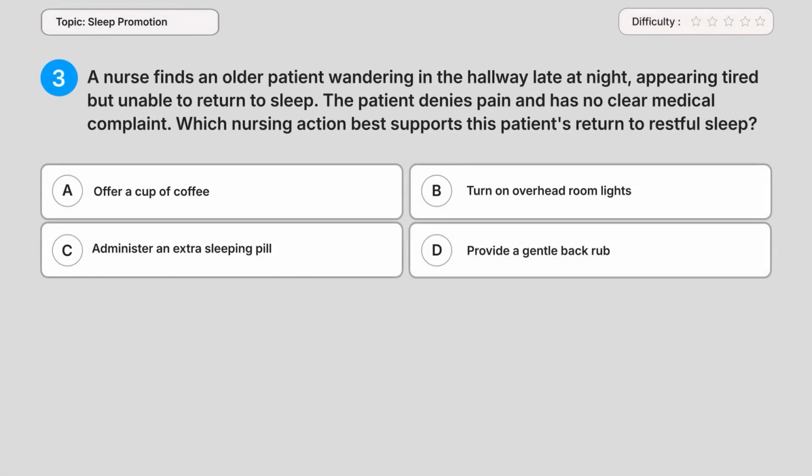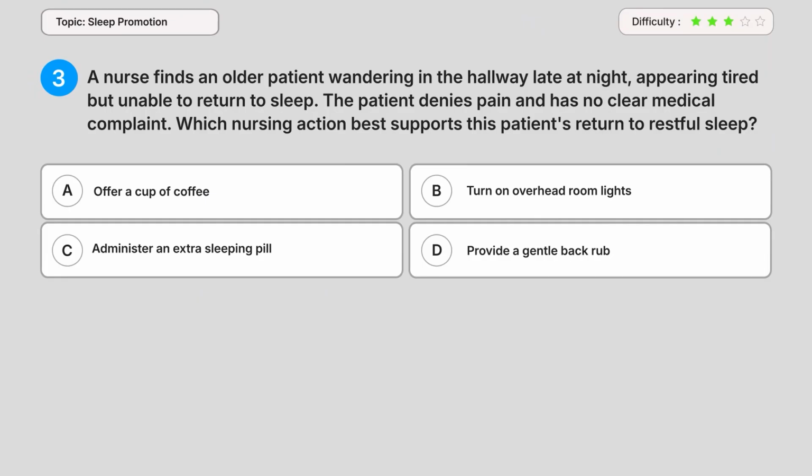Question 3. A nurse finds an older patient wandering in the hallway late at night, appearing tired but unable to return to sleep. The patient denies pain and has no clear medical complaint. Which nursing action best supports this patient's return to restful sleep?